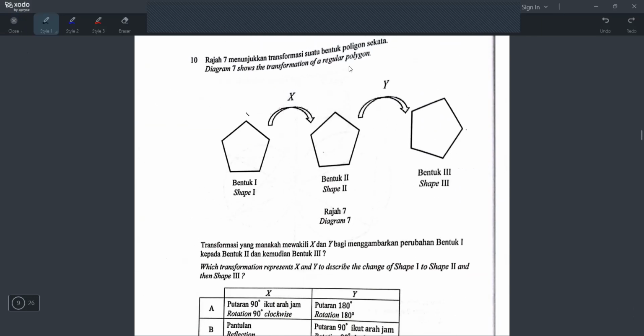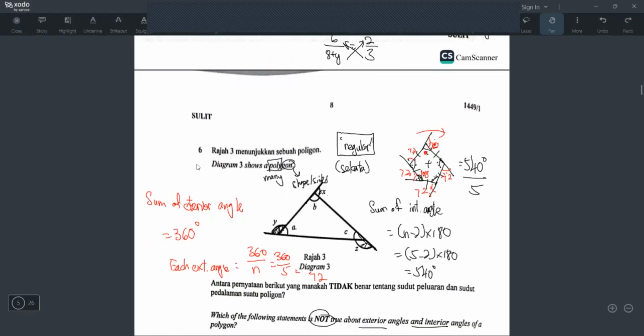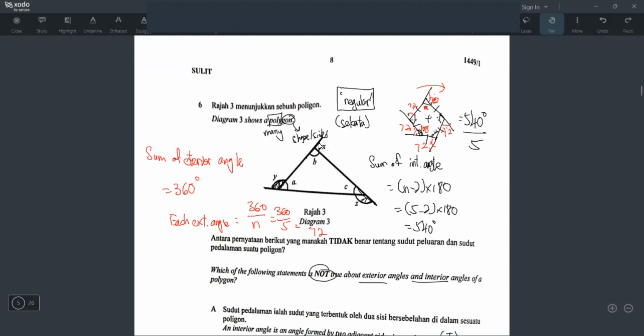Diagram 7 shows transformation of a regular polygon. So the word regular, do you remember just now there was one question where I explained what's regular, right? So let's go back. Where's the explanation? Question number 6. Okay, I even explained a lot of, how to say?